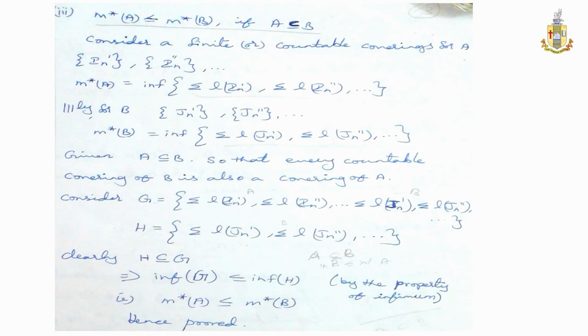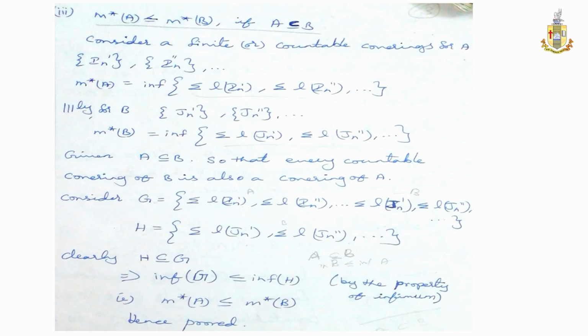So the third subdivision is, we have to prove that m star of A is less than or equal to m star of B if A is contained in or equal to B. So for that, we are going to consider a finite or countable covering of A, In dash, In double dash, etc. Therefore, we get m star of A will be equal to the infimum of summation L of In dash, summation L of In double dash, etc. Similarly, for the set B, we are considering the countable covering as Jn dash, Jn double dash, etc. So again, m star of B will be equal to the infimum of summation L of Jn dash, summation L of Jn double dash, etc. And in the statement itself, it is given that A is contained in or equal to B, so that every countable covering of B is also a covering of A.